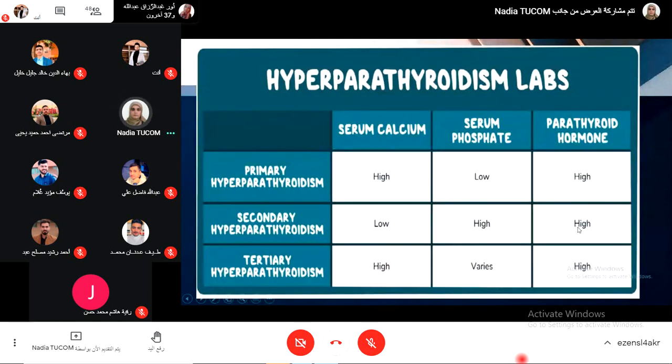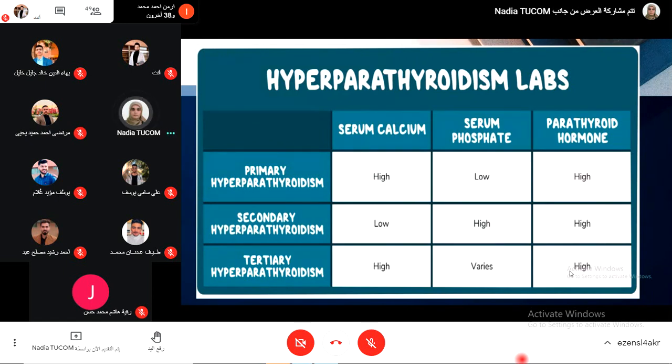And also it is hyperparathyroidism. There is excess stimulation of PTH secondary to renal failure. In the tertiary type, the level of serum calcium is elevated or high, and the serum phosphate varies, associated with high PTH secretion, high parathyroid hormone, and low level of vitamin D.